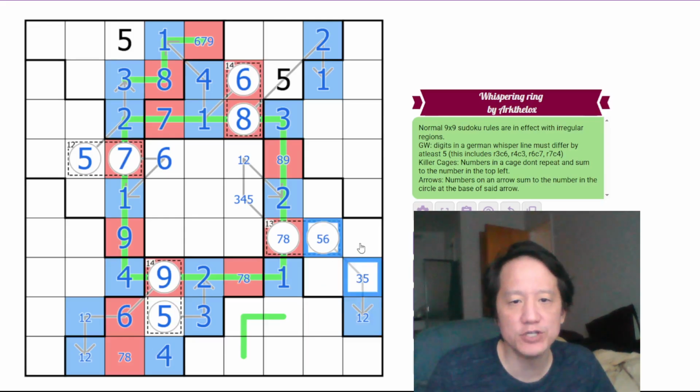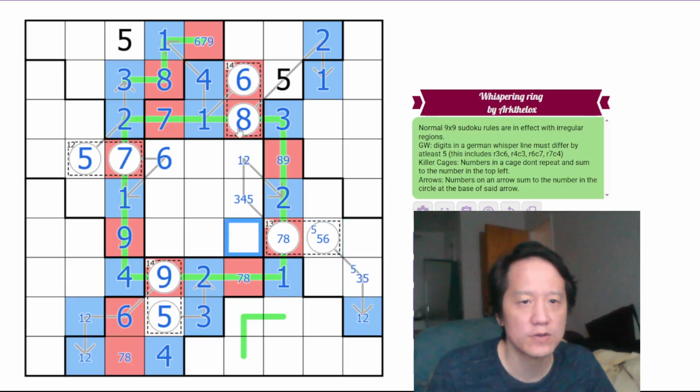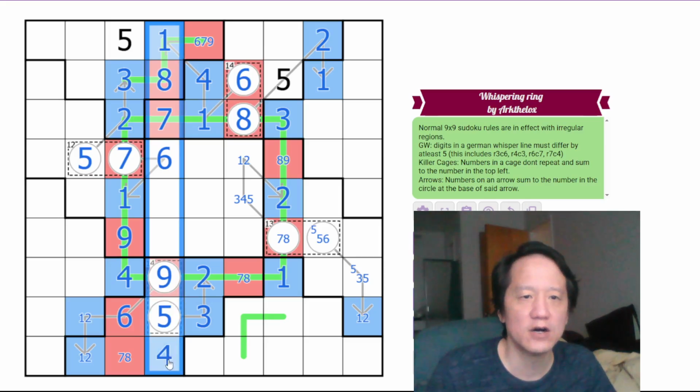In this region, either this is a 5, and this is 3, 2, or this is 6, which makes this 5, 1. So if one of these is a 5, is that the best way of approaching that? No. Let's attack column 4.